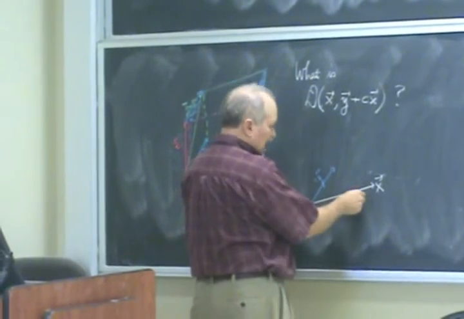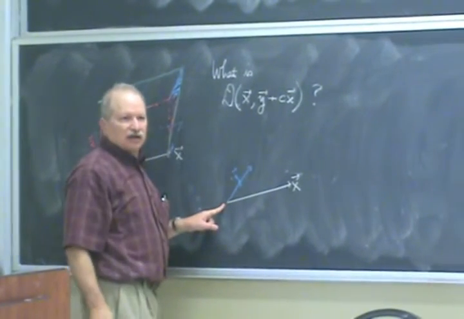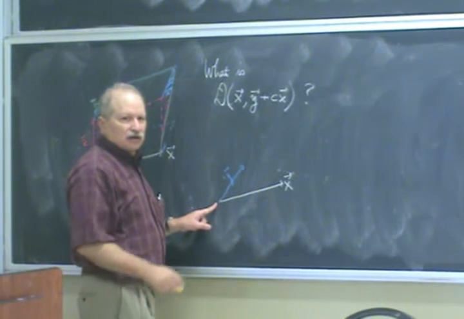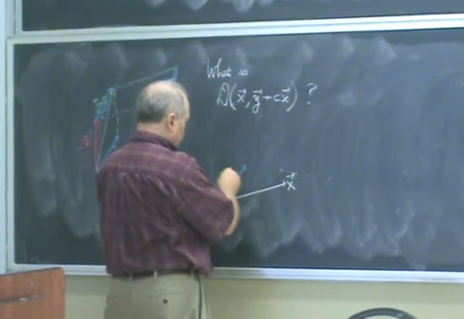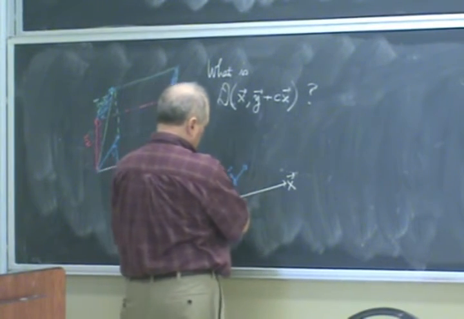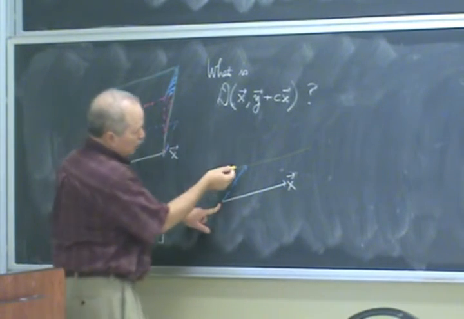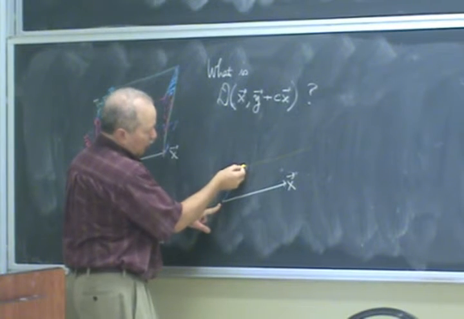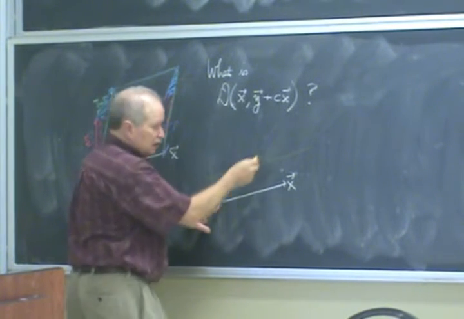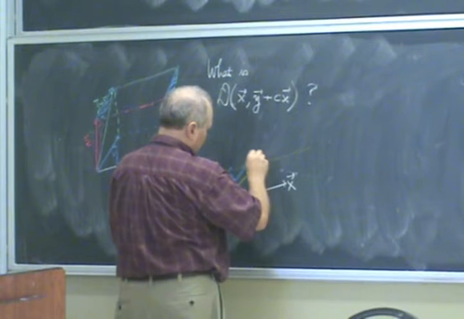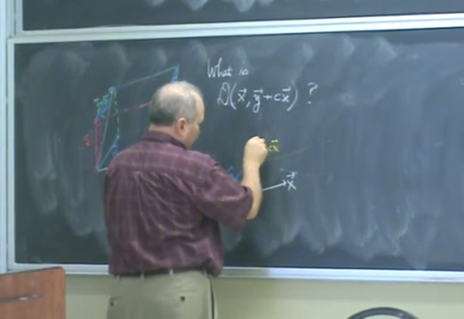If I add a scalar multiple of x to y, what am I doing? Extends. You're changing the angle between them. I'm moving y, the head of the arrow for y, parallel to x. So I would end up over here. Agreed?